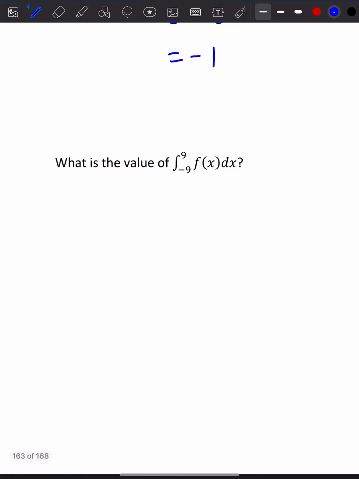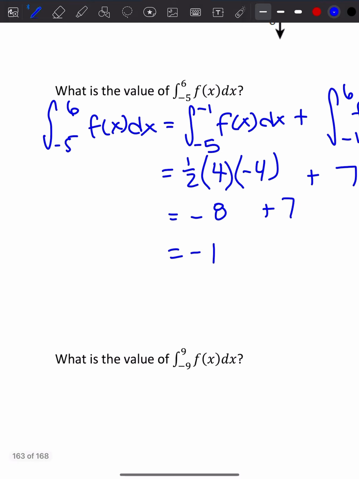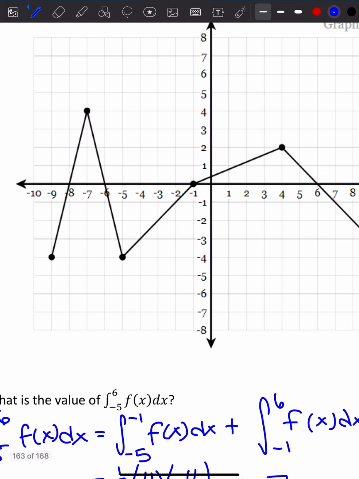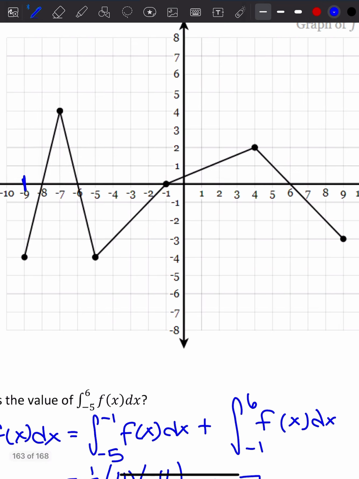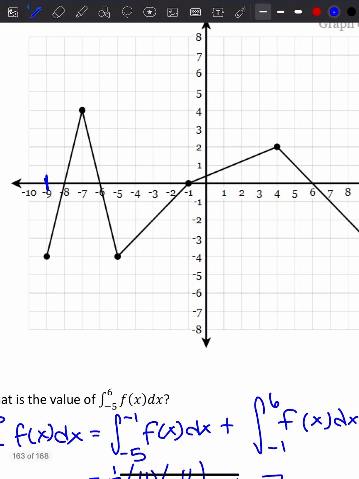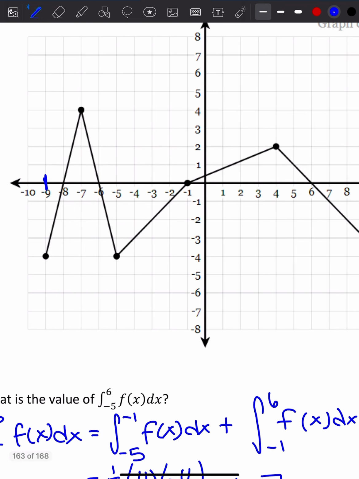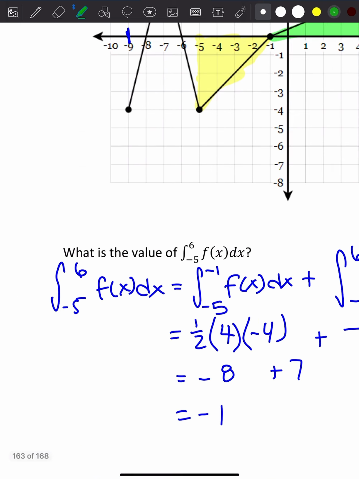And then our last one here, we're going from -9 to +9. We've done some of it, but we haven't done a lot of this. So we have -9 to +9. So what we're going to do is break this up into different pieces. That way we can look at some of these a little bit easier. So we have done this section already. And we have done this section already. So we already know what these two are going to be together. So we know that they are -1 when we do -5 to 6.